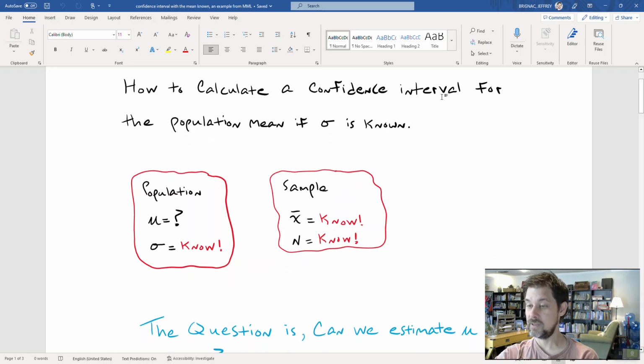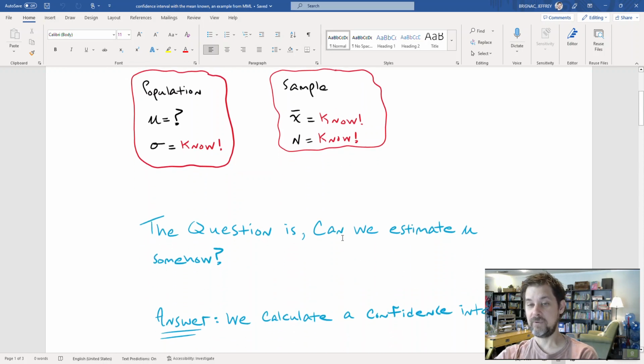This is the scenario that we find ourselves in. There is a population. We don't know the population mean, mu equals question mark, we don't know it, okay? Sigma, the population standard deviation, we do know, okay? And we take a sample. The sample comes from the population, and we calculate x bar, the sample mean, and we know n, the sample size. And with all that, what we want is, is there some way to estimate what mu is, the population mean, with this information? Can I say something about it? Because it's the unknown in the scenario.